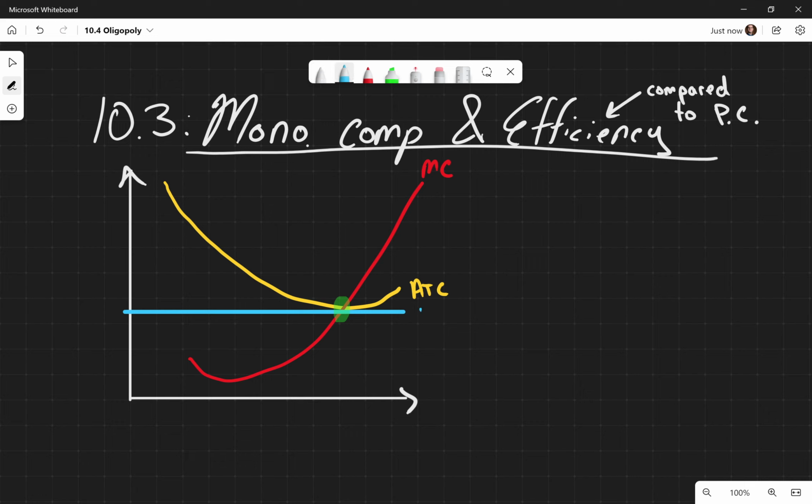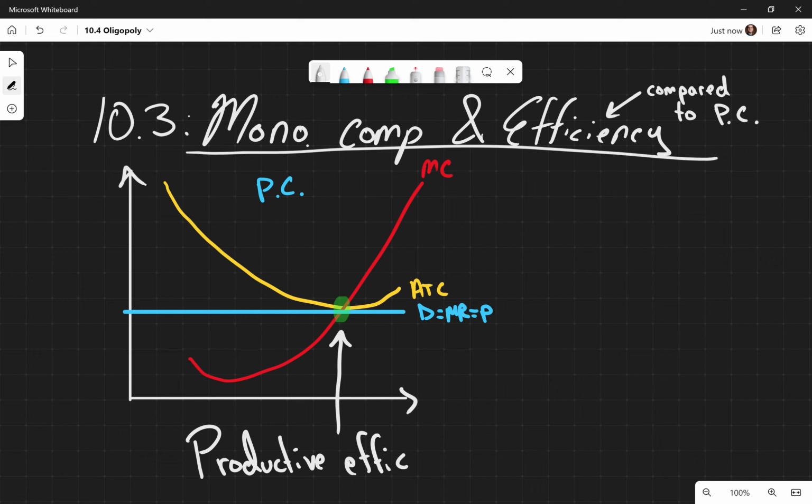This curve that we have here in our perfectly competitive world is equal to our demand, or our marginal revenue, or our price. And this is seen as the most socially optimal outcome, right? Why is this socially optimal? Because it displays what we would call productive efficiency, which is that the goods and services produced are at the lowest possible average cost.